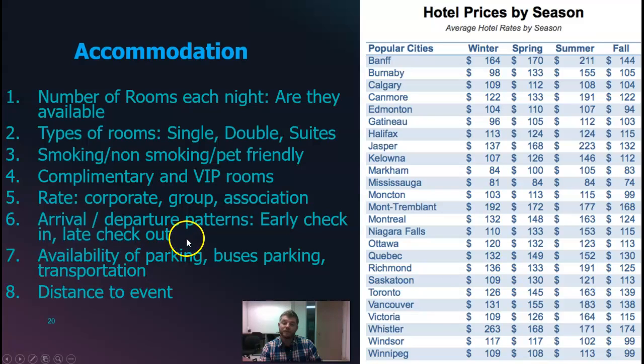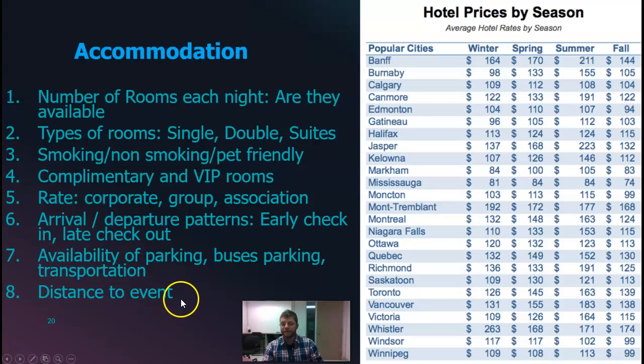You want to check for arrival and departure patterns. So do you need early check-in or check-out? Are you coming by plane? If you are coming by plane and you arrive there 3 hours before check-in, what do you have planned for these people, or are they able to get into their rooms? Also, the availability of parking, buses, and other transportation. Again, if you're asking them to come into an airport in a different city, are you supplying them with transportation to their accommodation, or is it expected that they figure out how to get there on their own? Either way is fine, but they need to know.